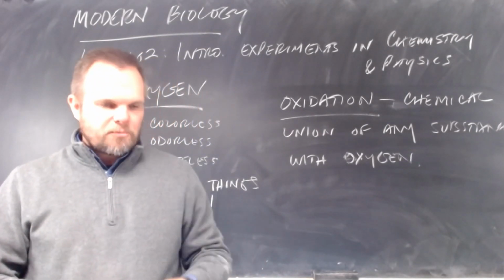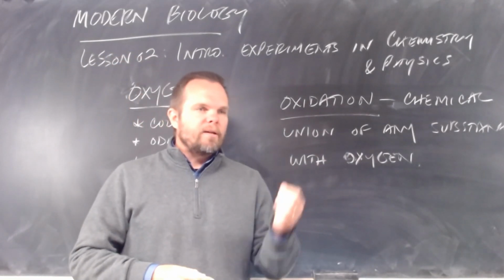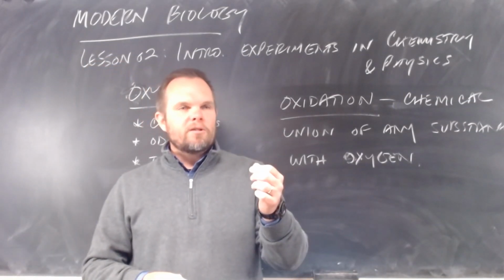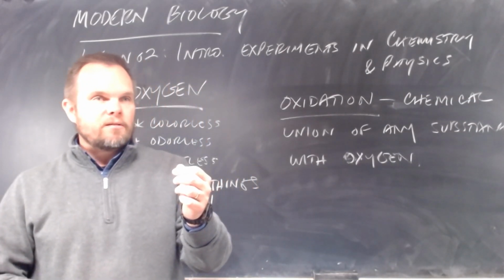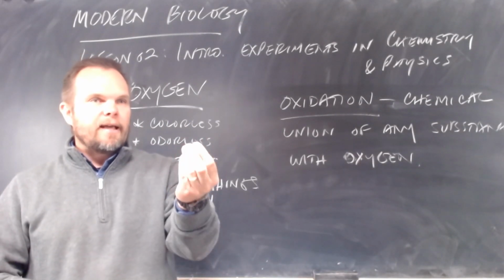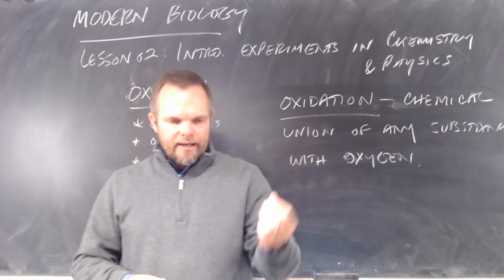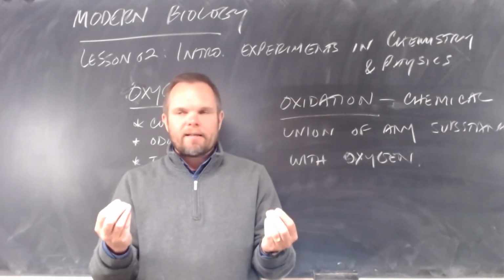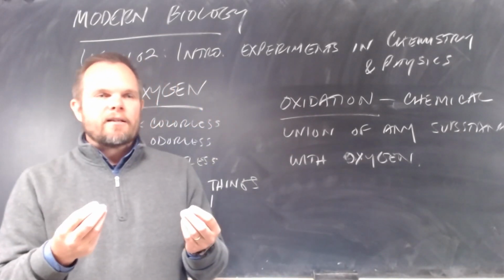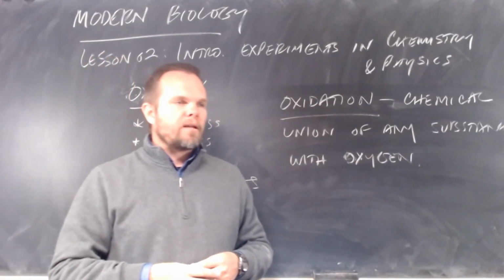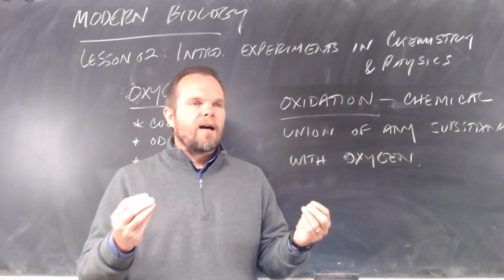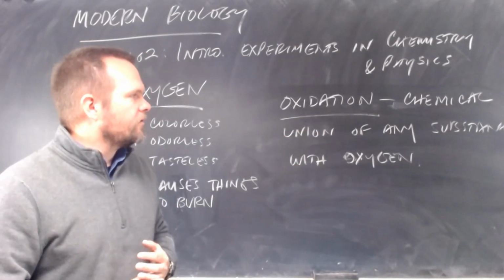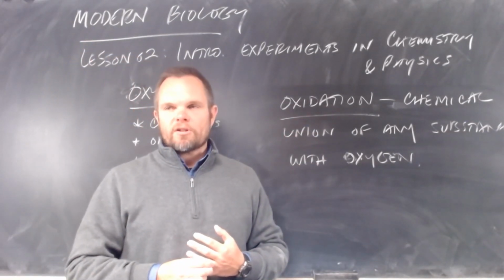So in that experiment that was just described, when that heated piece of magnesium wire was put into the tube of oxygen, it burst into flame, and ash was left behind, and that ash was called magnesium oxide. That means it's a substance. Magnesium oxide is a substance that's composed of the combination of magnesium with oxygen. It's oxidized. Oxidation is the chemical union of any substance with oxygen.